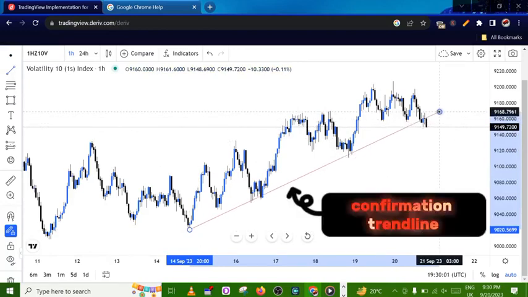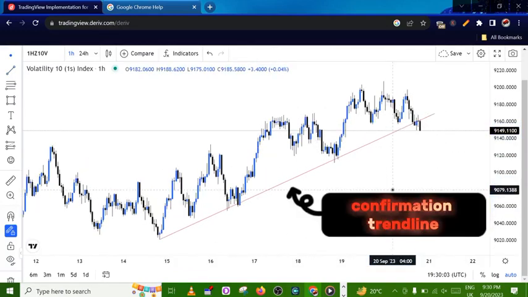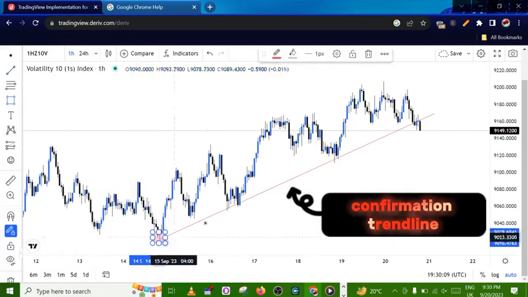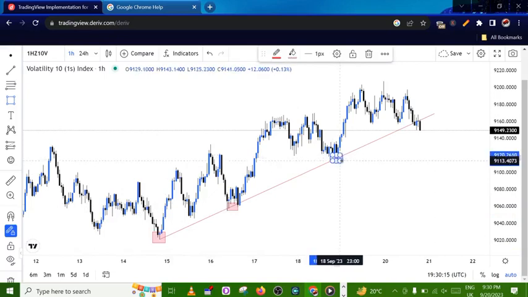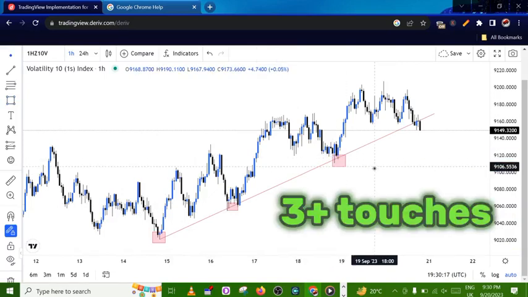Basically, this is a confirmation trend line, and the reason why we call it a confirmation trend line is, I told you before that whenever a trend line touches at least 3 points or above, then we call that a confirmation trend line. That is pure price action, nothing much, as you can see, guys. So we've got our confirmation trend line here. We have already highlighted that it is touching these 3 points here.